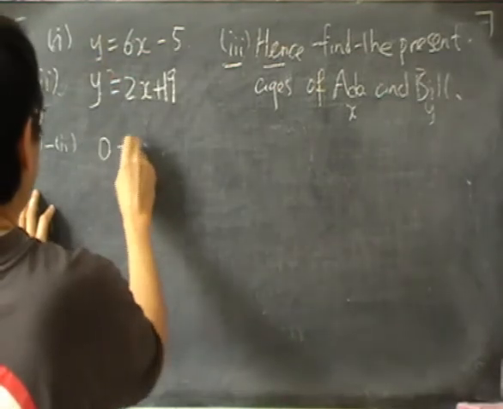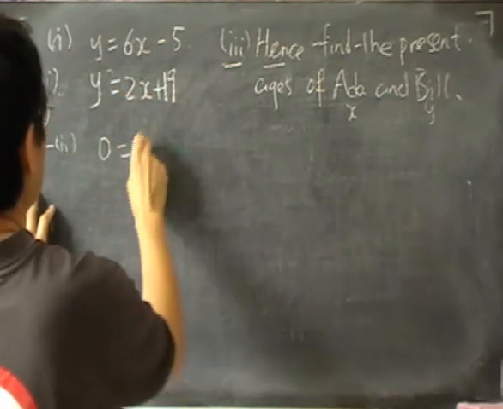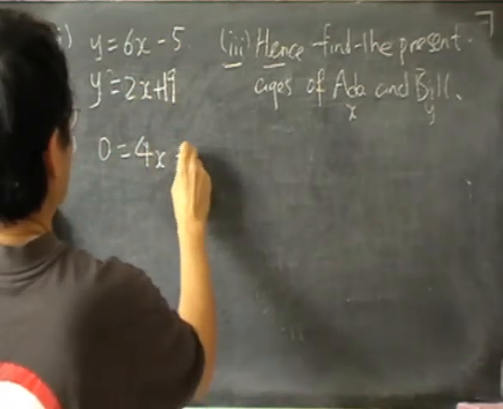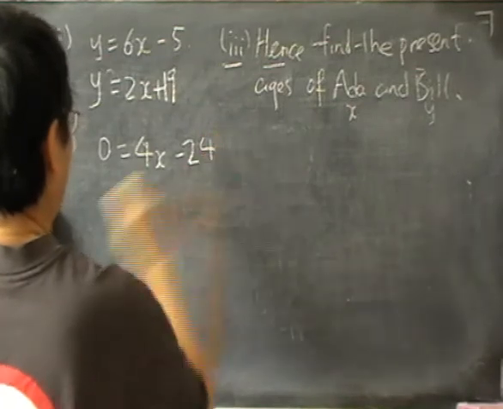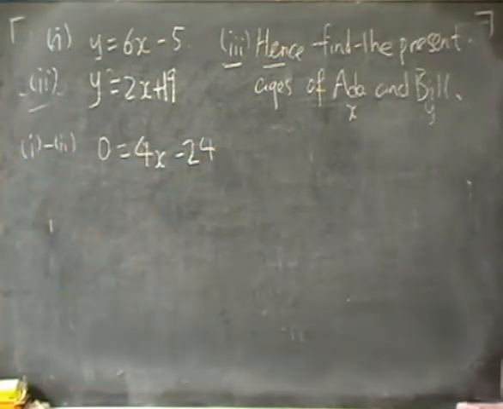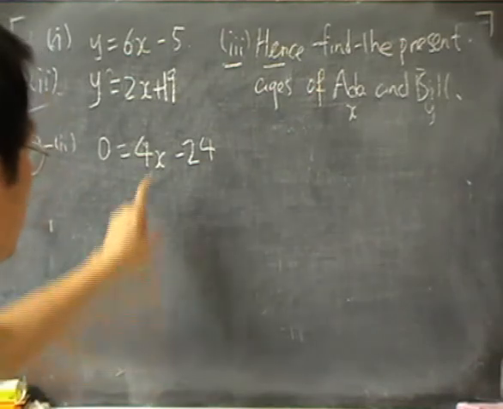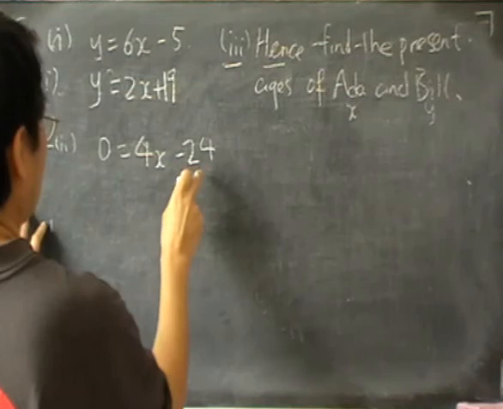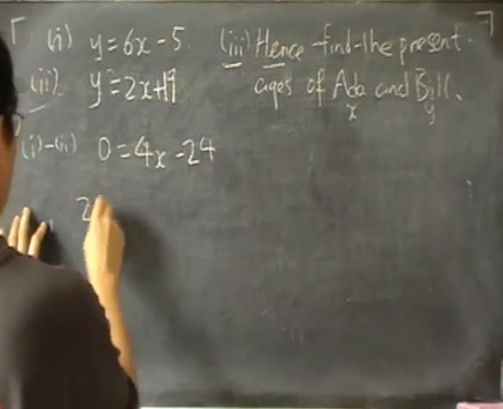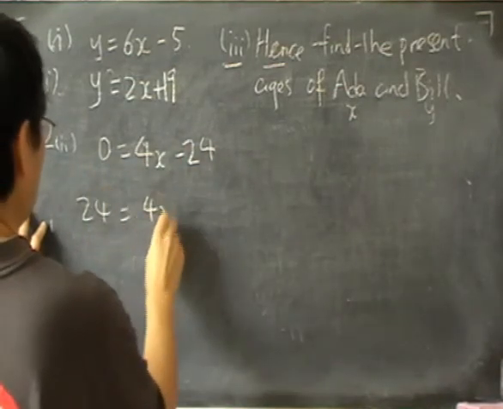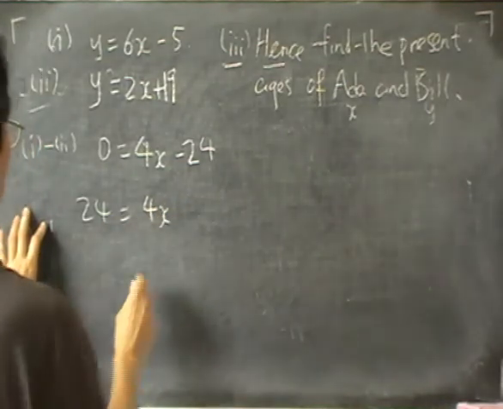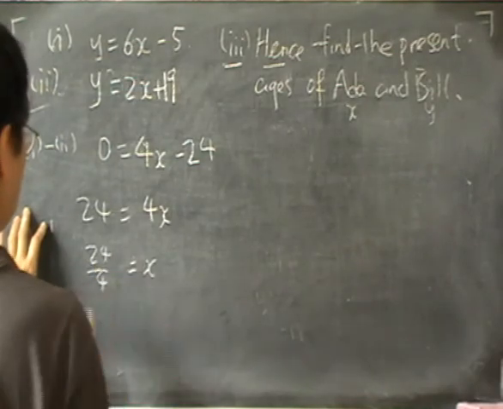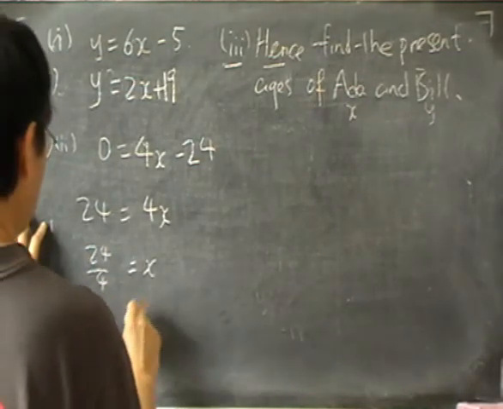Y minus y is 0. 6x minus 2x is 4x. Minus 5 minus 19 is minus 24. So that is simpler now because the y is gone. I only have x left. And I can solve for that. Let me move that to the other side. Add 24 to both sides. And I divide both sides by 4. So 24 over 4 is 6, and therefore x is 6.